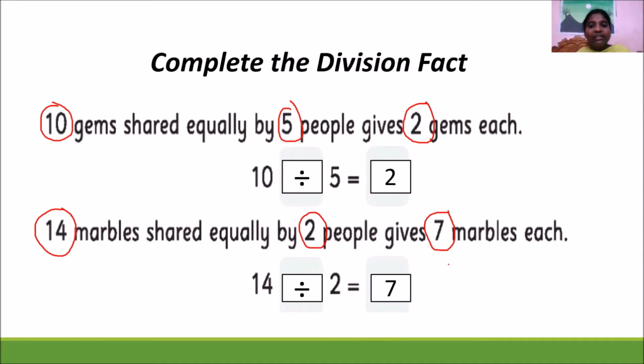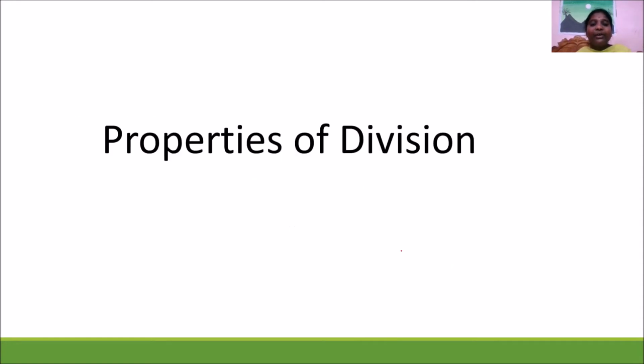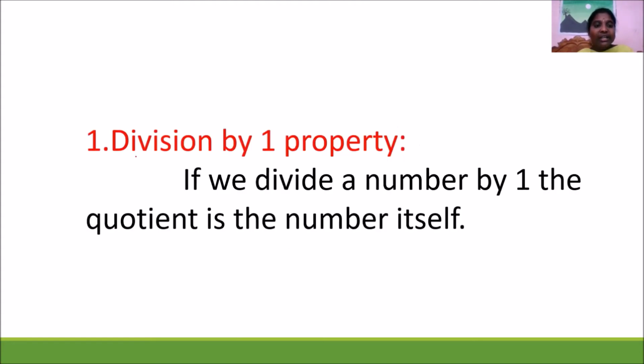Very good, children. Now we are going to learn properties of division. Here we are going to learn 4 properties of division. The first one is the division by 1 property. If we divide a number by 1, the quotient is the number itself. Come, let's see a few examples.